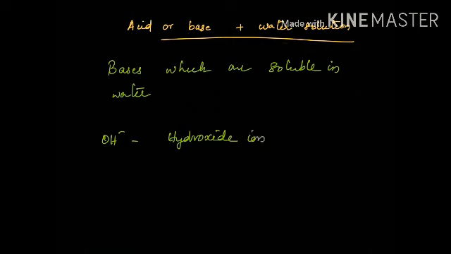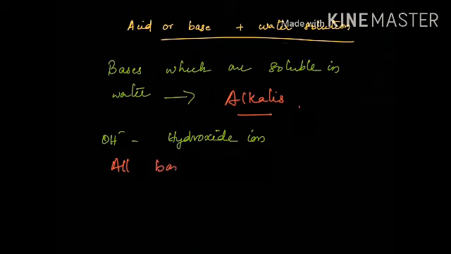All the bases cannot liberate OH minus. All the bases won't be soluble in the water. Such bases which are soluble in the water, we call them alkalis. So only those bases which are dissolving in the water, we call them alkalis.